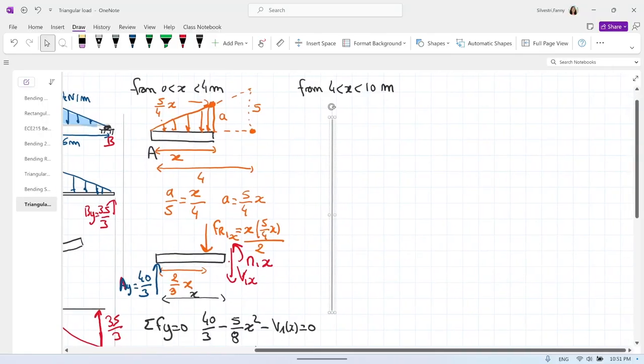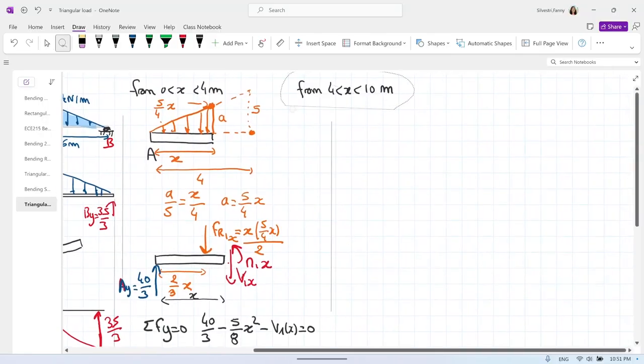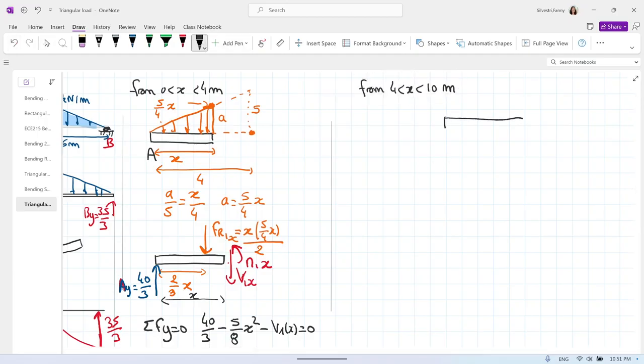Let's do from 4 meters to 10 meters, and we will do the same step again. Okay, so now we look at the right side of the beam. So remember, this total distance is 10. Now x is there, so this distance is 10 minus x. Okay, super important: everything will be in terms of 10 minus x.